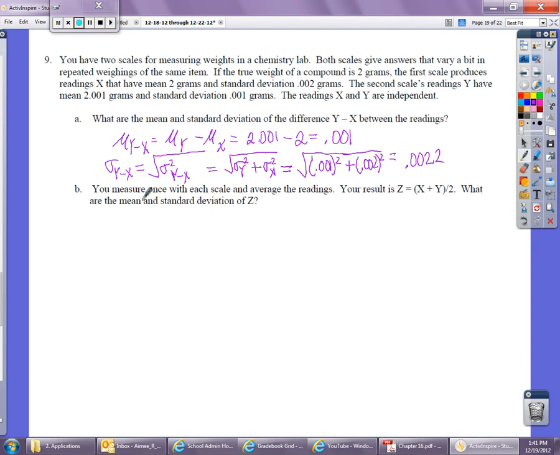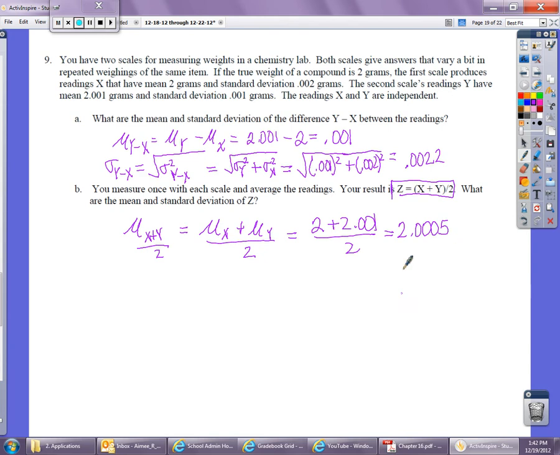Now, next question. This one isn't that bad. I have this z here, which is x plus y divided by 2, and I want to find the mean of z and the standard deviation. Let's focus on the mean first. Mean's pretty easy. You just take the mean of x plus the mean of y, and divide by 2. That's it. So 2 plus 2.001 divided by 2 gives me 2.0005.